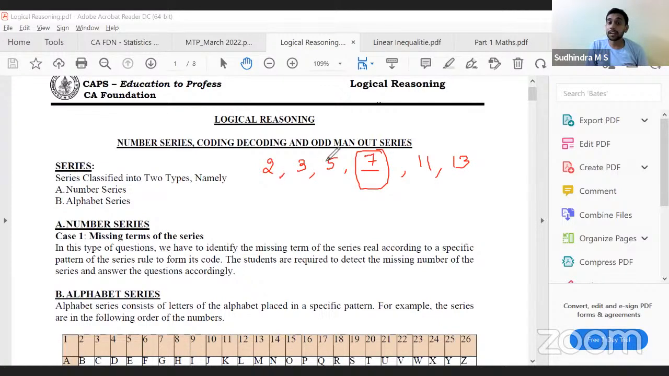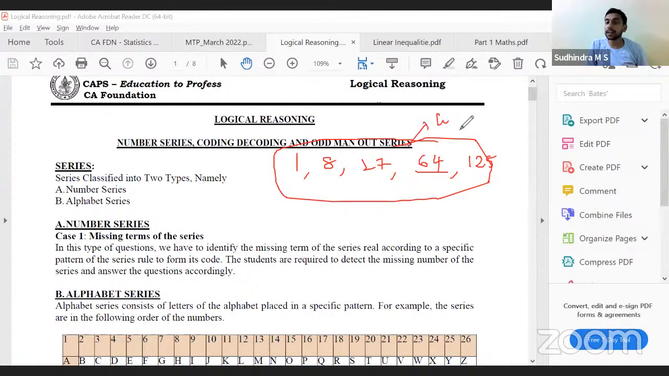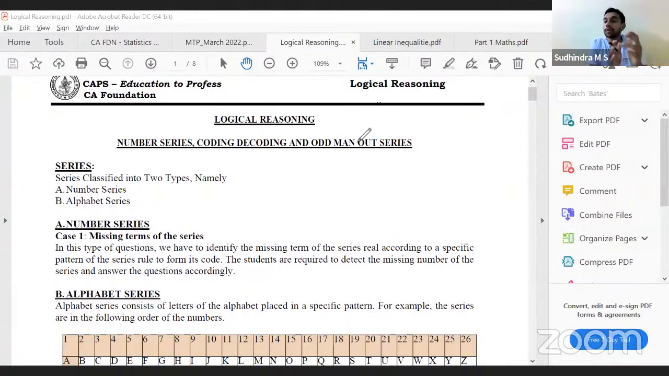Why? These are all prime numbers, correct? So there's a pattern here. Similarly, we can have 1, 8, 27, and 125, 64. Why? These are cubes, right? So it need not be such straightforward patterns. It could be a combination of 2.